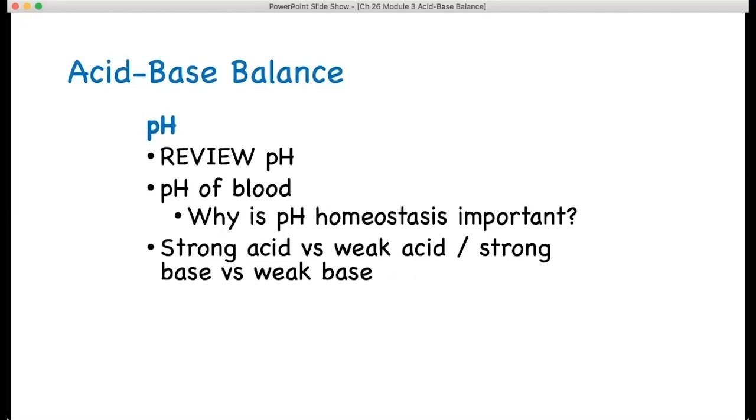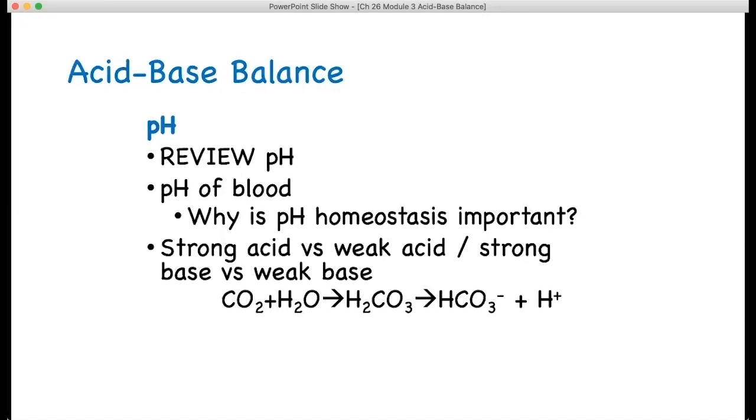If an acid is a chemical that releases hydrogen ions when placed in water, a strong acid is one that gives up most of its hydrogen ions. In other words, it releases most of its hydrogen ions. A strong base, on the other hand, is one that binds with most of the hydrogen ions. This reaction should look familiar to you.